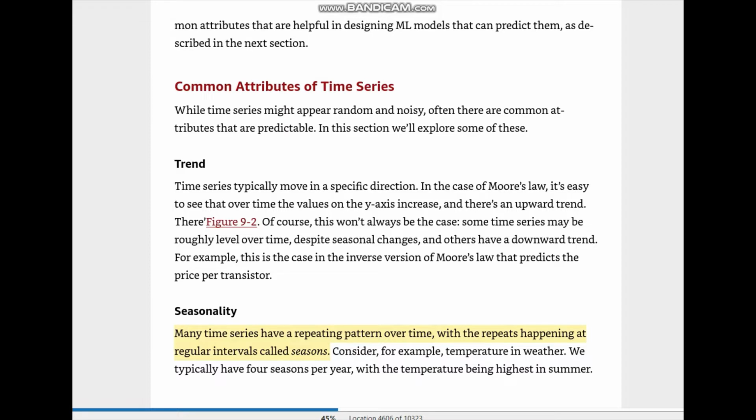Next is seasonality. Many times, series have a repeating pattern over time, with the repeats happening at regular intervals called seasons. So, what are seasons actually, and what do we understand by seasons? As we were taught as toddlers, we know seasons is changing of weather. So, it may be winter now, then it will be spring, autumn, and summer, and the cycle goes on.